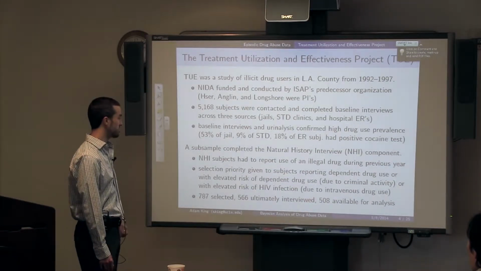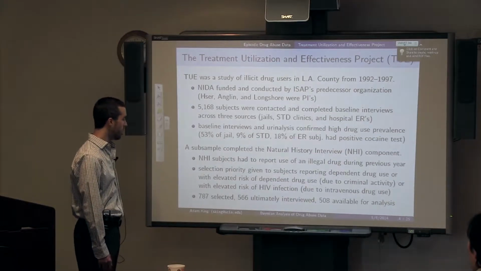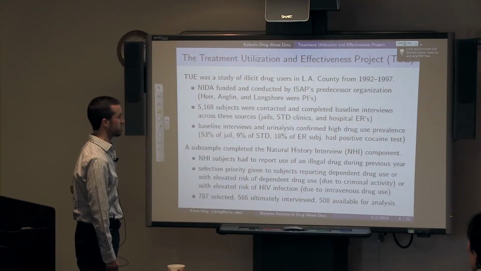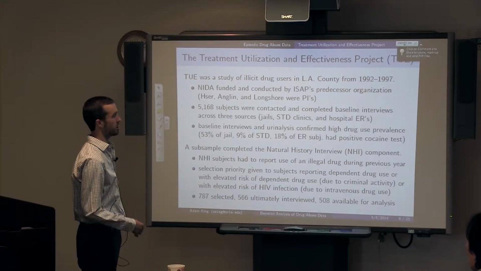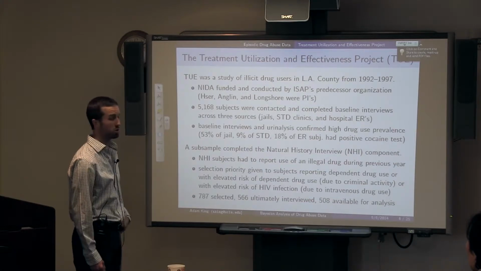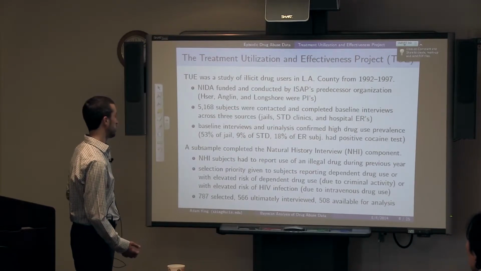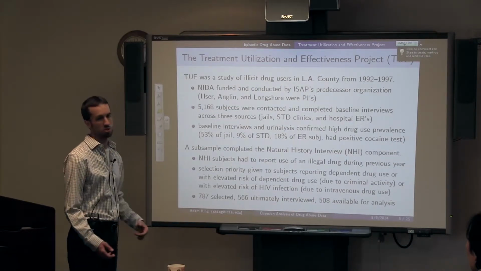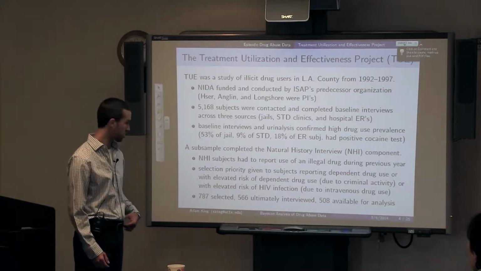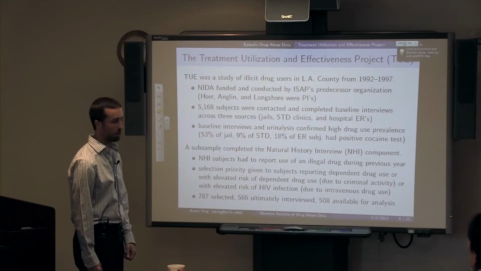Of these 5,000 subjects, we'll be looking at a subsample who completed what was called the natural history interview component. I have some selection criteria for these subjects, which is going to show up a little bit later because it'll explain an odd feature of one of the plots. These NHI subjects had to report use of an illegal drug during the previous year, and selection priority was given to subjects who reported dependent drug use or with an elevated risk of dependent drug use because they were engaging in criminal activity, or with an elevated risk of HIV infection because they were currently intravenous drug users. Eventually we end up with about 500 subjects available for analysis.